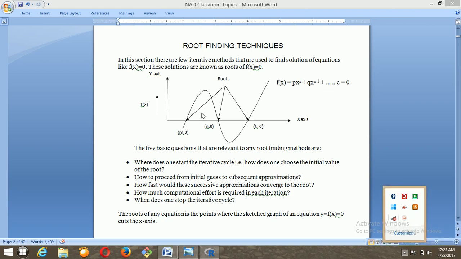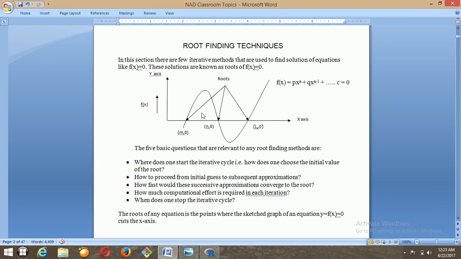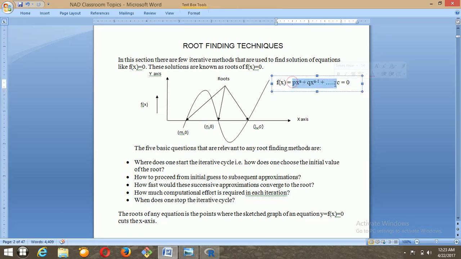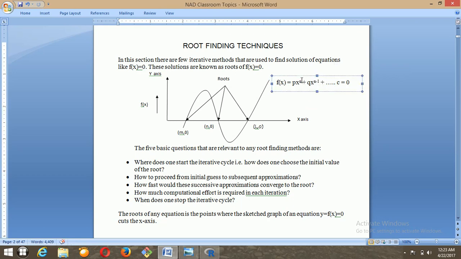The root finding technique involves certain methods to find the roots of polynomial equations as shown here. The number of roots of an equation is given by the degree of that curve. If it is a cubic equation, then the number of roots for this curve will be 3. The roots are obtained at the points where the curve cuts the x-axis.